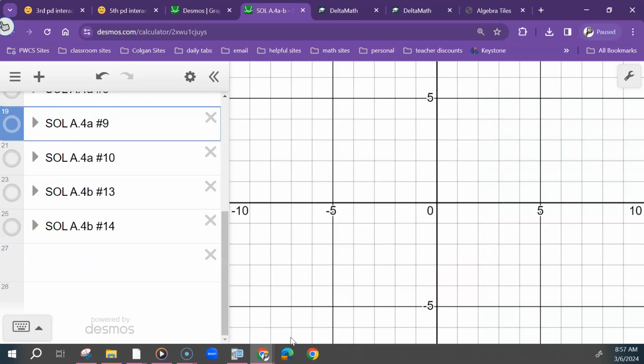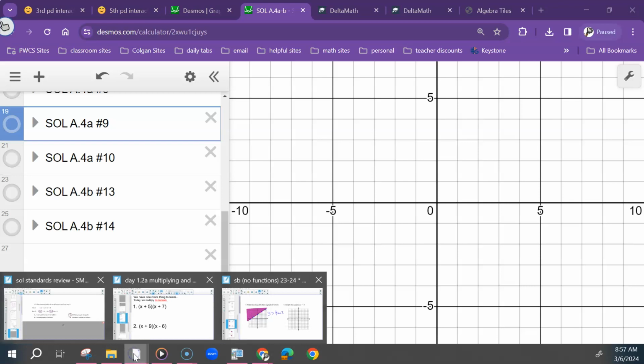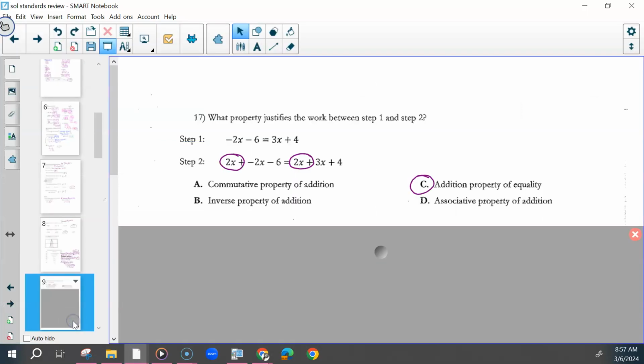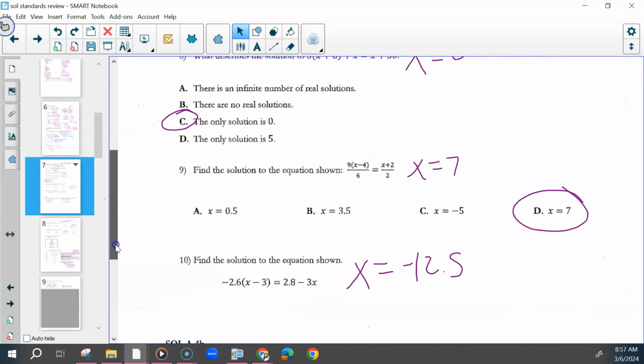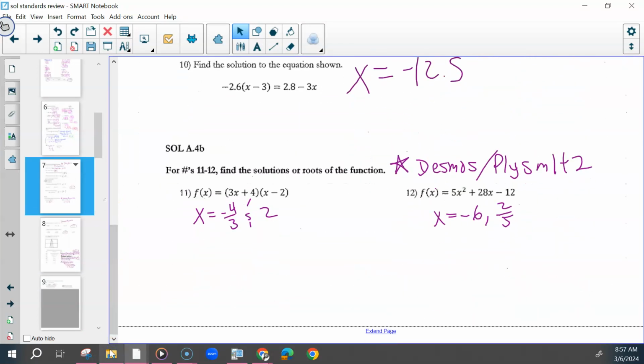Questions on any of the Desmos, how that works for any of those, or need me to go back to any of the SOL questions? I did. Did you have one? I think that's 11, 12. 11. So 11 and 12 are the same as 2 and 3 on the first page.